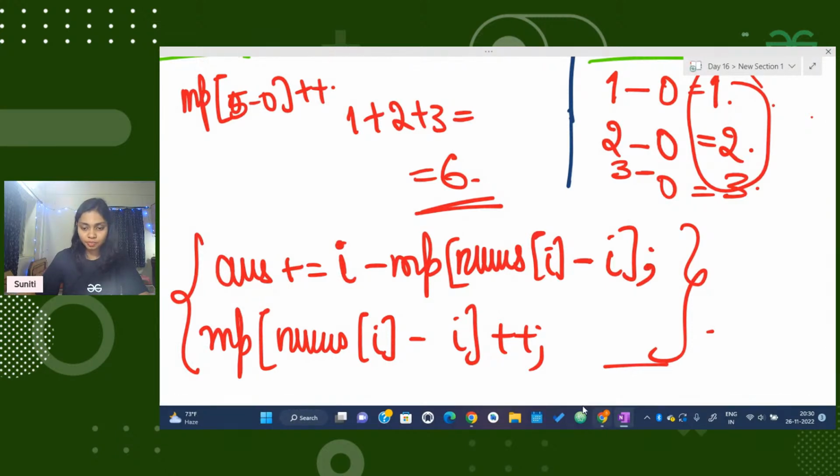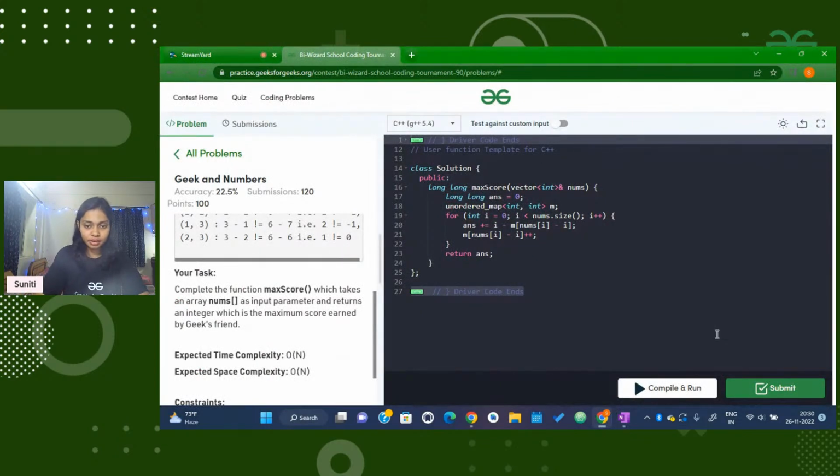All right, so this is the code that is written for it. We have taken the value of answer as long because the answers can be large integers. So long answer we are taking as 0, and then we have used an unordered map here, and then we are iterating through our entire vector, that is for I equal to 0, I less than nums dot size, and I plus plus. In every iteration we are adding I minus MP of nums of I minus I to the answer.